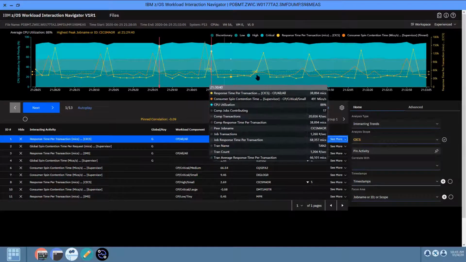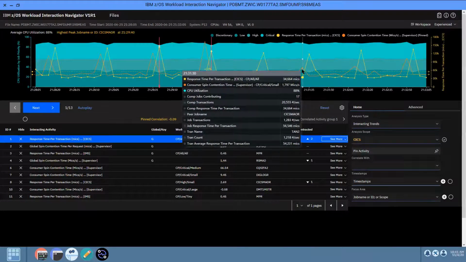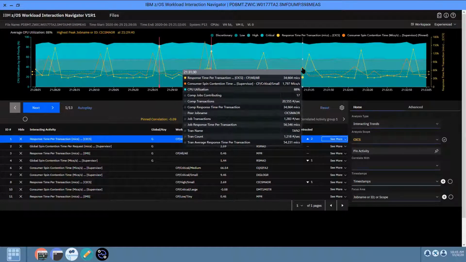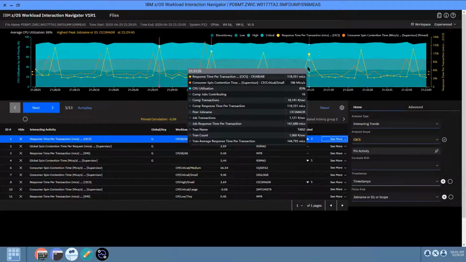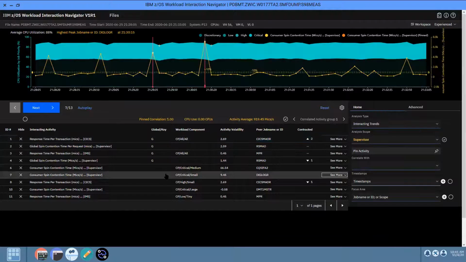We can see that, consistently, we've got a spike in consumer spin contention time originating from the IXG logger address space one interval before we have these response time per transaction spikes in CICS and IMS.